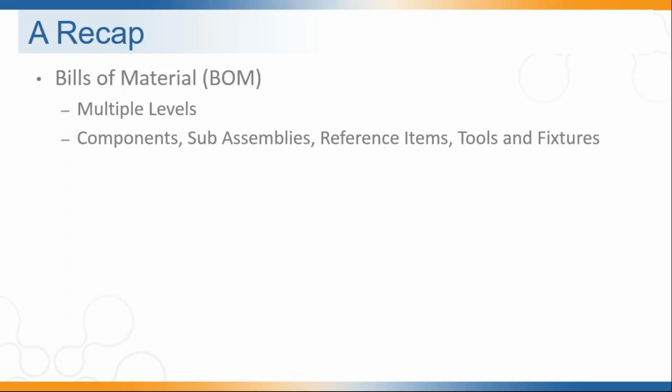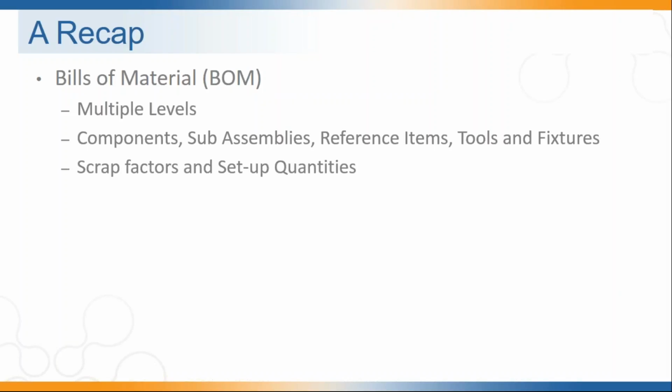The bill of material includes components, which could be individual parts or sub-assemblies, or it might be tooling or fixtures. It could even be reference items. All of those things can be included in the bill of material.